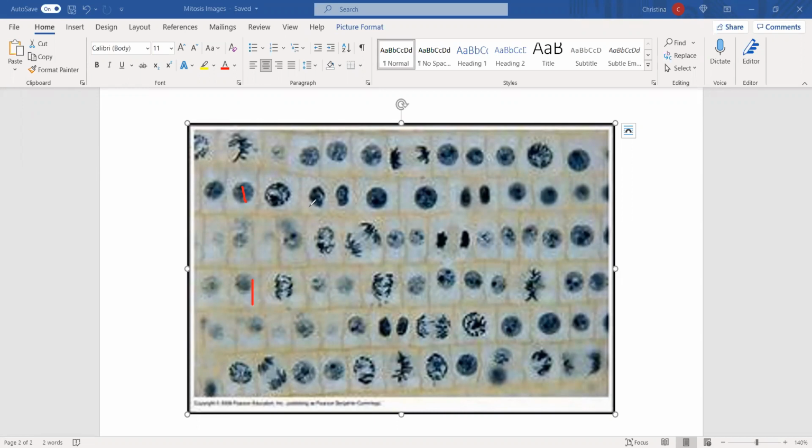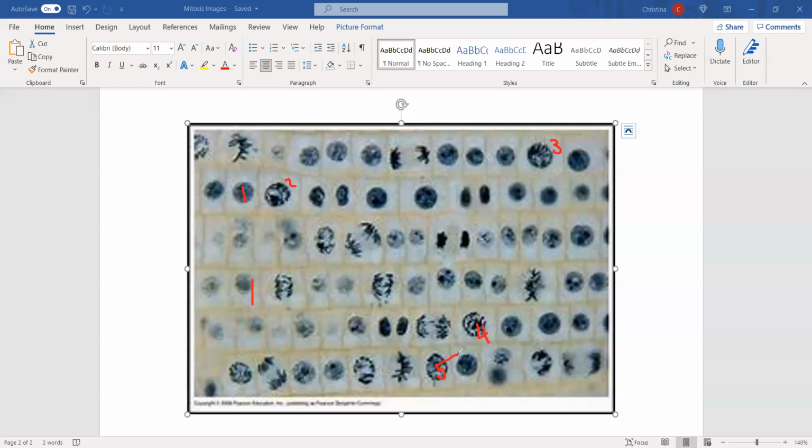This one here, what phase is this one? That would be prophase, because you're seeing the yarn pieces in the nucleus. Number 3 would be prophase as well, because again, you're seeing the yarn pieces. Number 4 would be another prophase. Number 5 would be another prophase. Okay, so that gives you some examples.